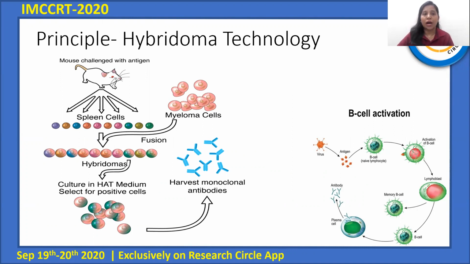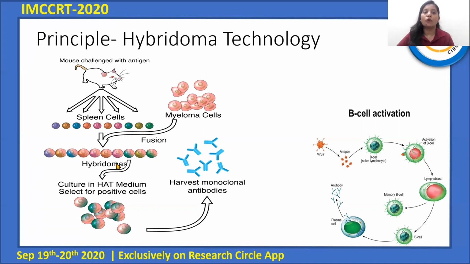So here this mouse is challenged with the antigen, and 72 hours after that, the spleen is removed. The spleen is full of B cells. Now this spleen, which is full of B cells, is combined with the myeloma cells. Myeloma cells are nothing but cancerous cells. So they are allowed to fuse. After the fusion of B cells and myeloma cells, there is a formation of hybridomas. Here there are chances of some unfused spleen cells, some unfused myeloma cells, and the hybridomas, which are the fusion of B cells and myeloma cells.